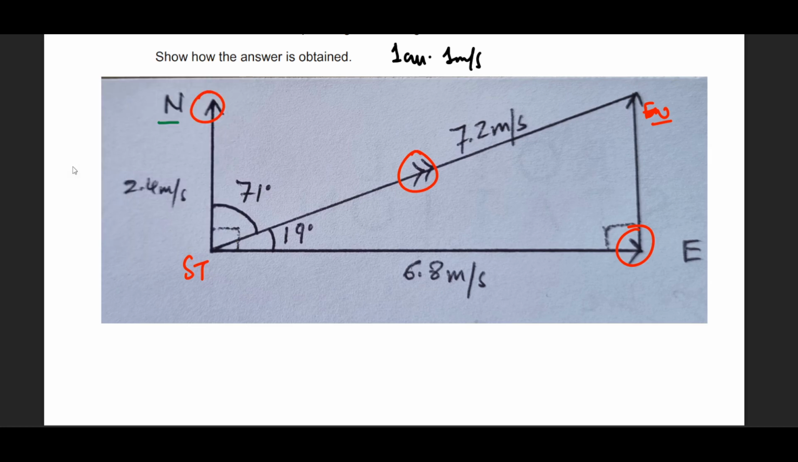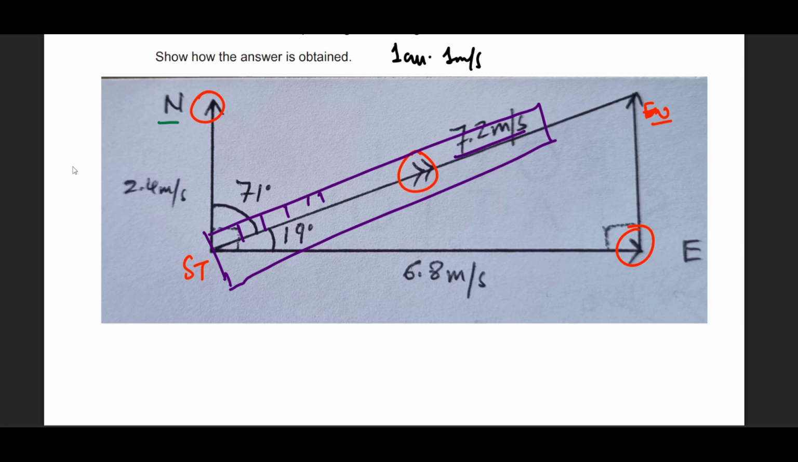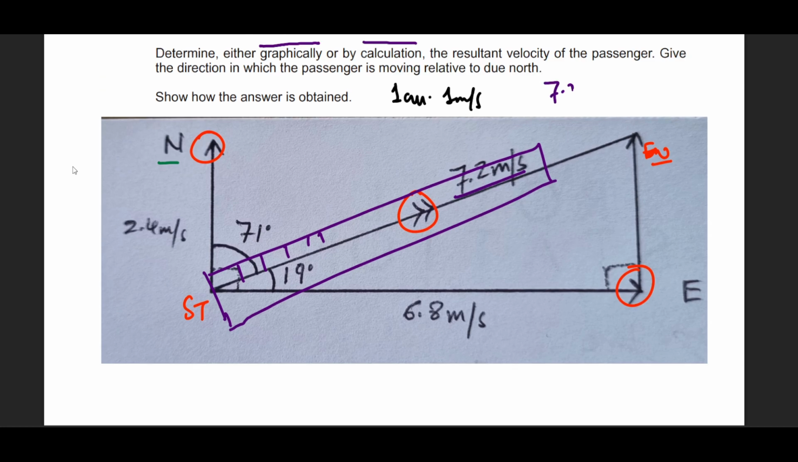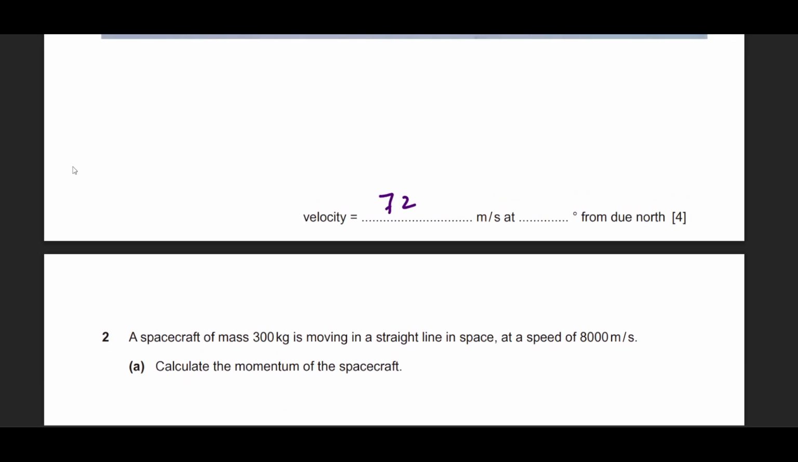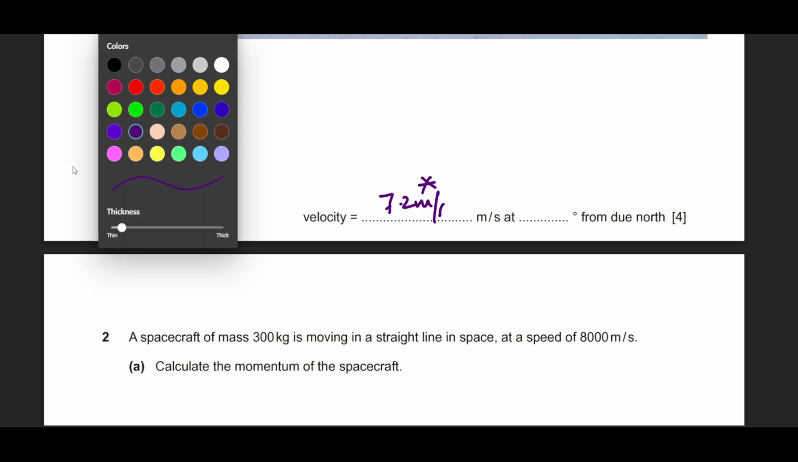When you've done that, you can measure its length with the meter rule or with the scale or the ruler that you have. You measure its length and you find out that this is exactly 7.2 centimeters. Now, 7.2 centimeters means that according to this scale, this is actually 7.2 meters per second. So we have our resultant velocity, which is 7.2 meters per second. You don't need to write down the unit, but force of habit, I'm writing this down over here.